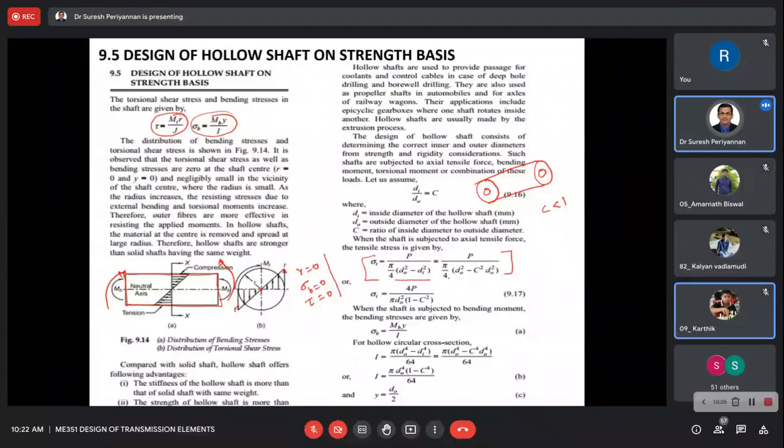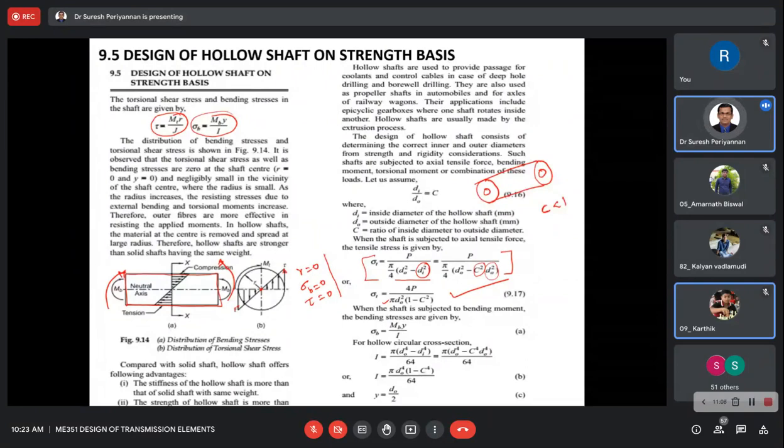Then substitute here di squared. In this place, I am introducing my c value. c is nothing but di by d naught, so di squared is c squared into d naught squared. Finally, I have taken out 4P divided by pi d naught squared into 1 minus c squared. This is for when the shaft is subjected to static load in tensile behavior. Then this formula can be used to design or define the diameter of the shaft, d naught.